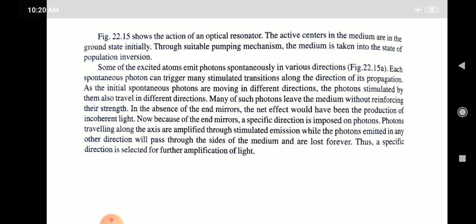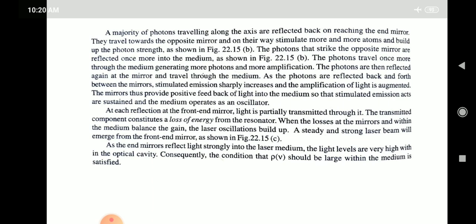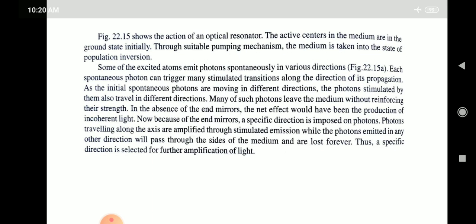As the initial spontaneous photons are moving in different directions, the photons stimulated by them also travel in different directions. Many of such photons leave the medium without reinforcing their strength. In the absence of the end mirrors, the net effect would be the production of an incoherent source of light.